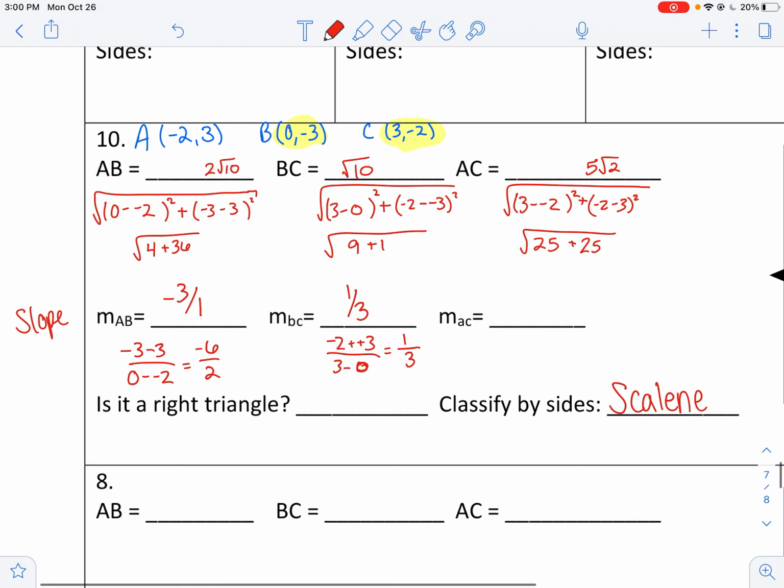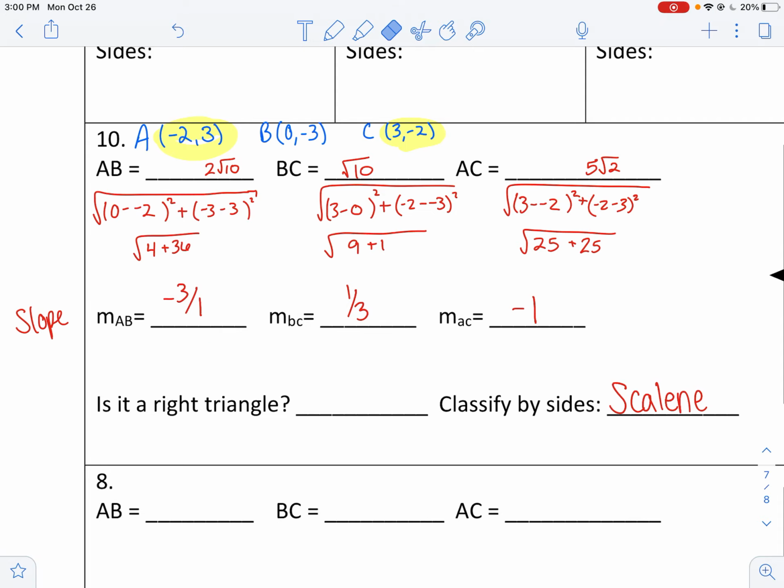And our last slope here, we have y2 minus y1 for AC, over x2 minus x1, which is a negative 5 over positive 5, or negative 1. So let's look at our 3 slopes here, now that we've got those down. My 3 slopes, I have negative 3 over 1, positive 1 over 3, and a negative 1.